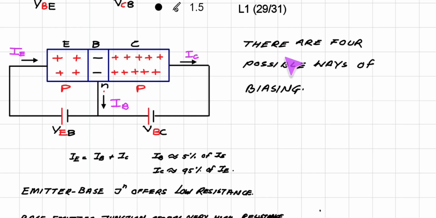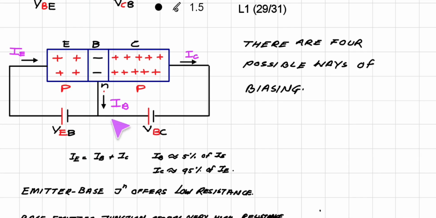So there are 4 possible ways of biasing. Here you see that this P-type material is connected to positive, meaning the emitter base junction is made forward bias, whereas here, if you observe, the P is connected to negative, which means the base collector junction is made reverse bias. So the 4 possible ways are: emitter base forward, base collector also forward. Second, this is forward, this is reverse. Third, this is reverse, this is forward. And fourth, both are reverse.